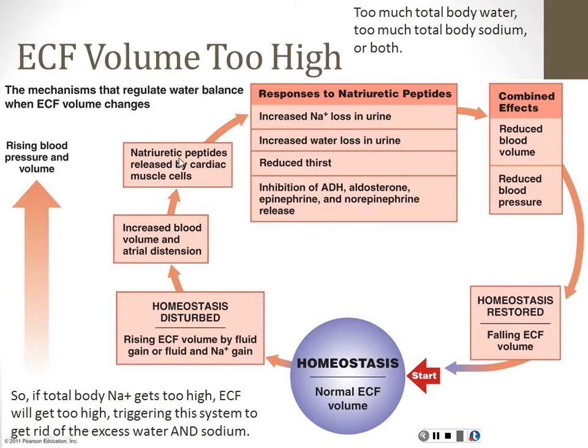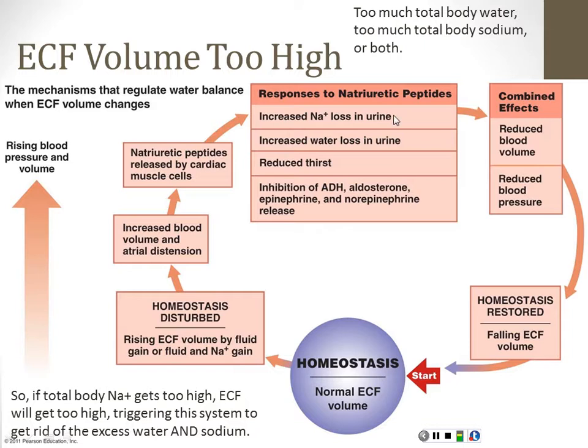All right, take this word apart. Natrium is sodium. That's why we call it Na when we write it. Uretic is urination. So these are peptides that cause sodium to be urinated. Okay, so they do just what their name says. They cause an increase in sodium loss in the urine.